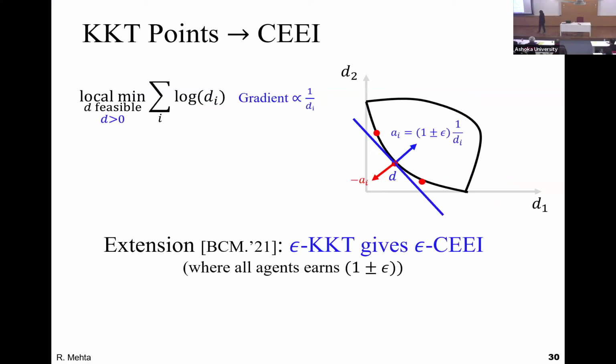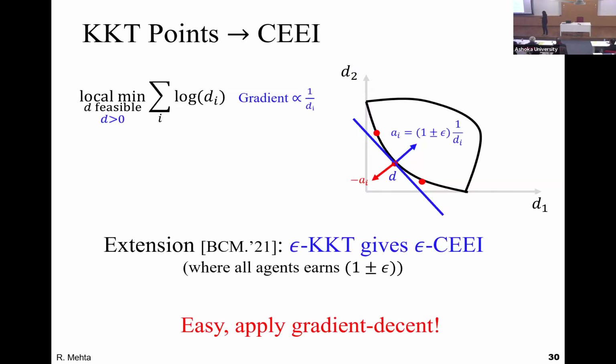And because I will have to talk about approximation, how do I define an approximate competitive equilibrium? That approximate equilibrium is where every agent earns not exactly 1, but 1 plus or minus epsilon. And that will translate to an approximate local optima or approximate KKT point. So the condition that I said, that the normal should be proportional to gradient or approximately proportional to the gradient, is essentially the KKT condition. Okay.